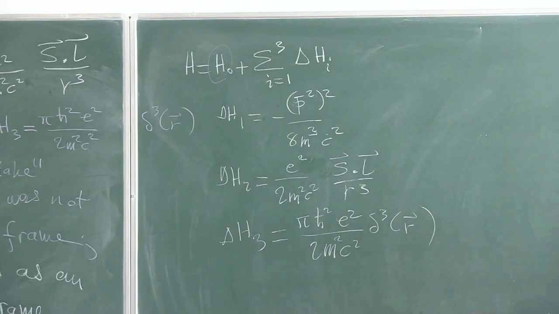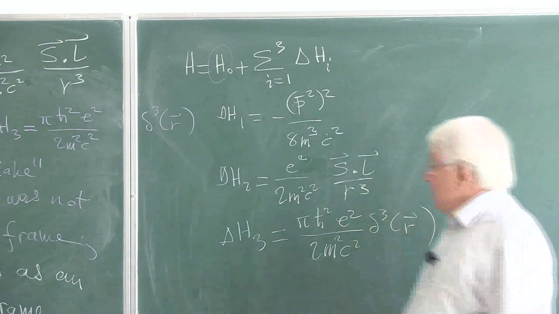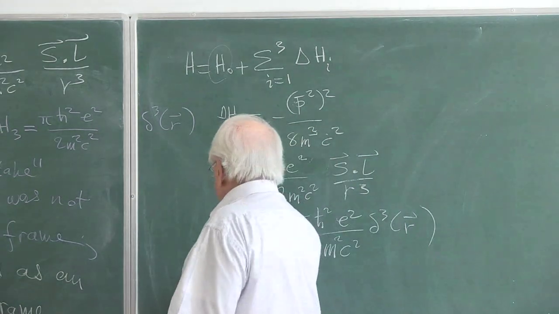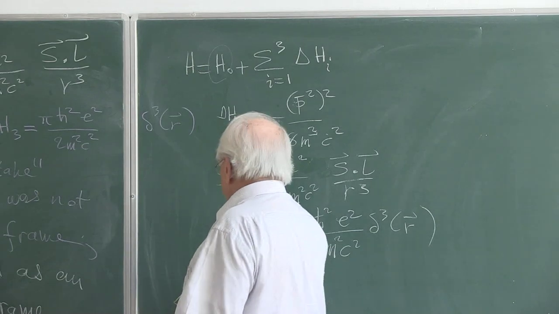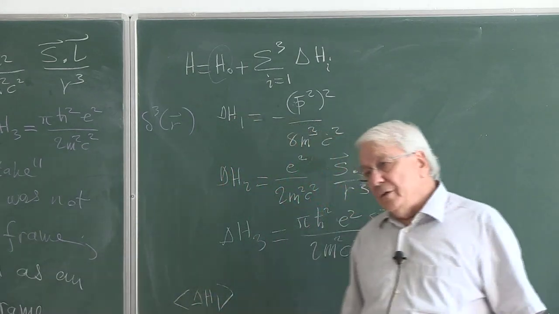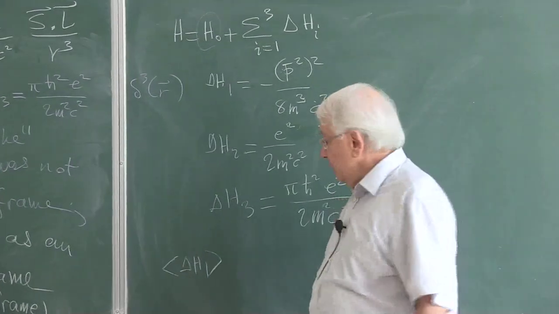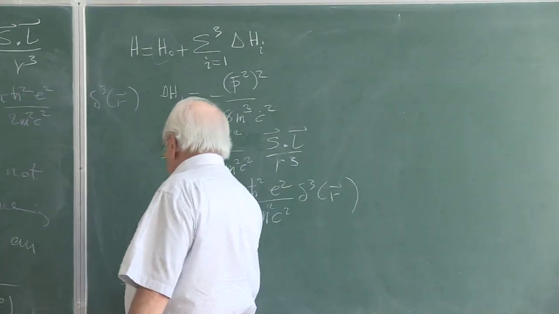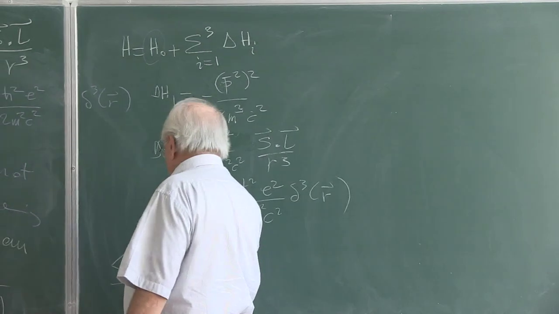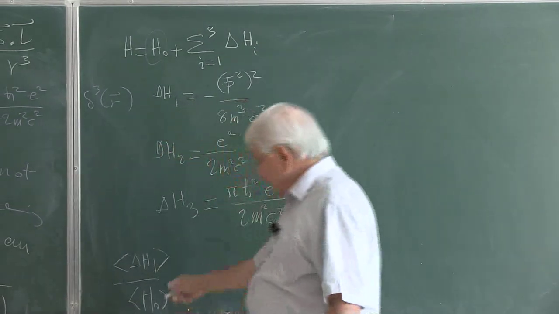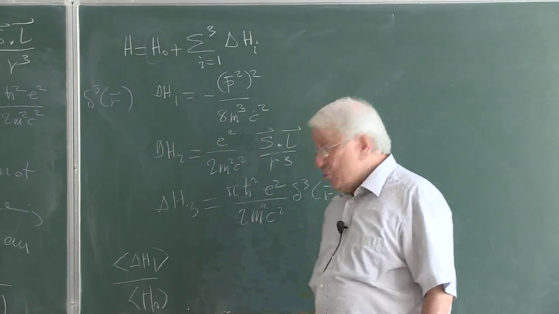I have to first check that they are indeed small as compared to H0. And what is the basis? Well, eigenstates of the H0 itself. The basis is nothing more than that. Let's start with delta H1, an order of magnitude estimation, so I'm not going to be that careful with the twos. Divided by H0 in the eigenvector basis, therefore it's E_n^0 really.